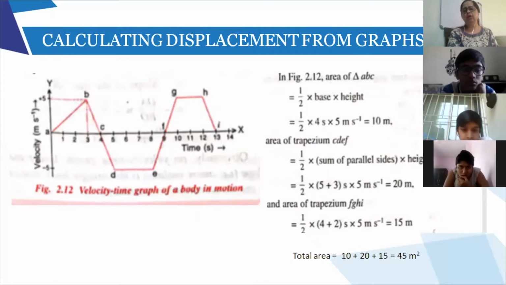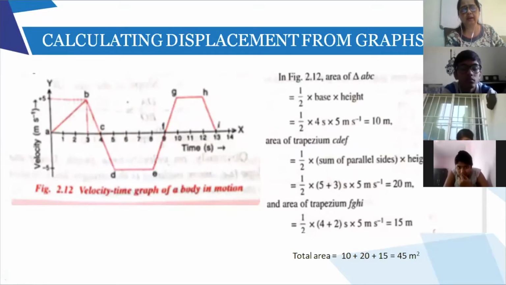If you want to find the displacement, how much the body moved, and you have a velocity time graph, there is a very simple formula. You just find the area below the graph. What do you have to find? Area below the graph. Now see, this is the graph which is given, a big graph. Now, if I want to know, the body started from 0 seconds, and in 13 seconds, how much was the displacement, or how much distance did the body cover?